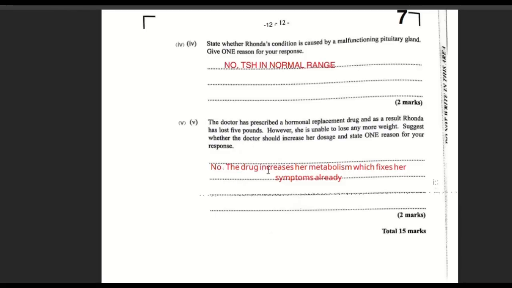The drug is already fixing her metabolism, and she cannot lose any more weight. So what's the point of increasing the dosage, right? Once the symptoms are fixed, and the reason why medications such as this one work is because they affect the metabolism. So what can happen is water retention is what would cause her to gain weight. With her taking this drug, her metabolism is increasing, that is why she's losing the weight, right? So no, we wouldn't need to increase the drug.